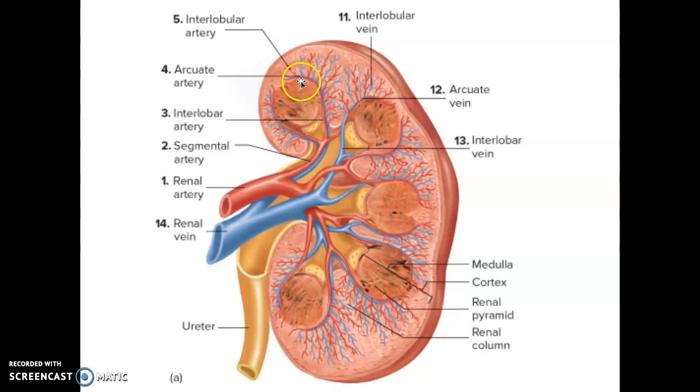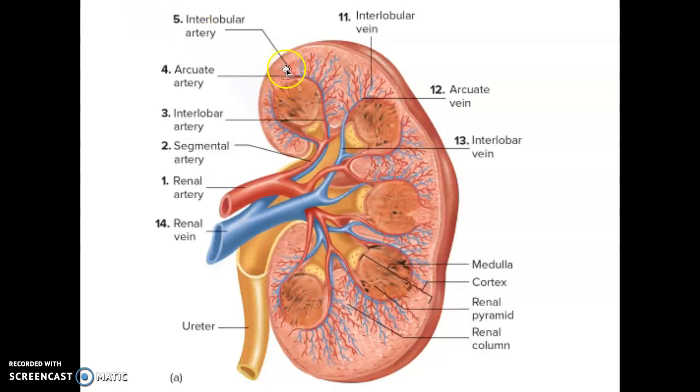And then they are delivering blood to the arcuate arteries, which is this one, the arcuate artery. The arcuate arteries originate from the interlobar arteries, and they are traveling along the boundary between the medulla and the cortex. And they are delivering the blood to the cortical radiate arteries, which is the final branch before the nephron.